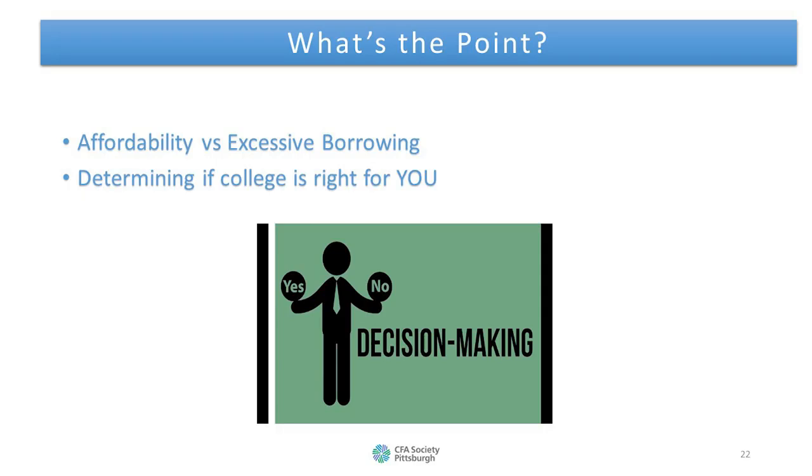So what's the point? Well, the point is affordability versus excessive borrowing. Make sure that you can refinance at a lower interest rate if possible and pay off your student loan debt sooner rather than later. The point is figuring out if college is right for you. Obviously, there are many other factors to consider, but definitely a big factor to consider is student loan payments.